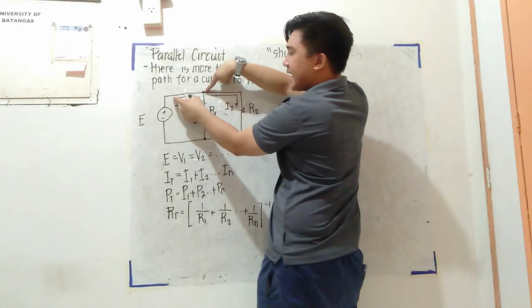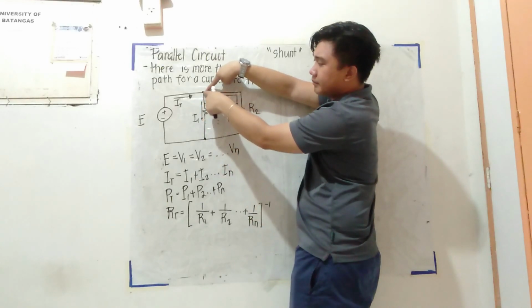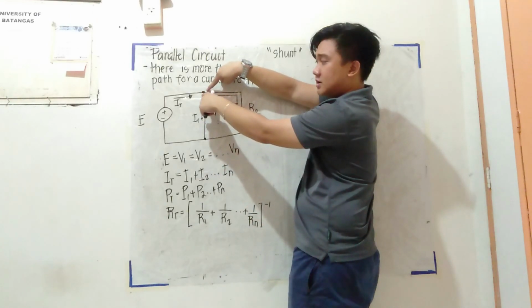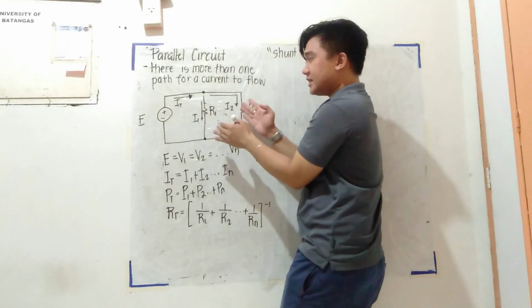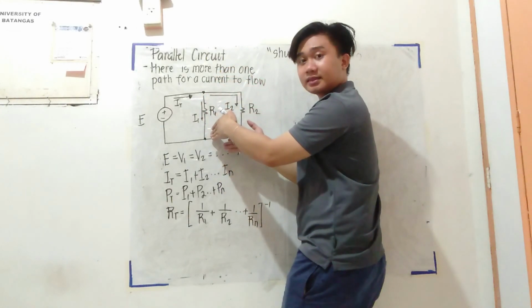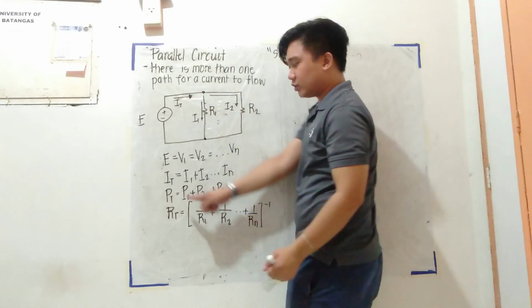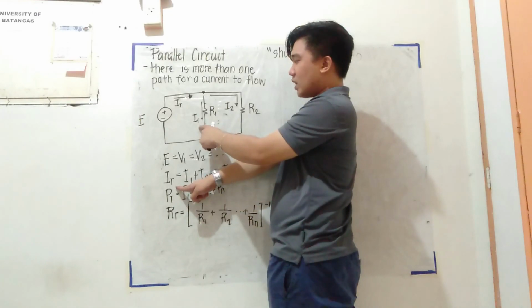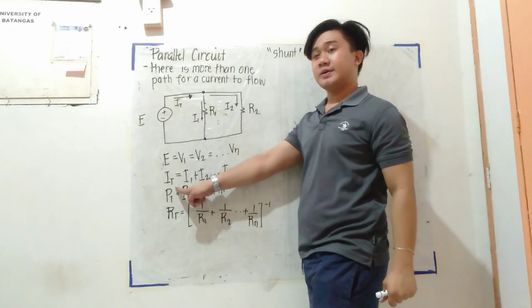So, this is the I total and makikita nyo, mahahati siya pagdaan niya dito sa butas na to. So, mahahati siya between I1 and I2. As you can see, madami tayong current. Okay? Nahati kasi. So, pwede ko bang sabihin that yung total current ko is sum ng I1 and I2? Yes po, of course.